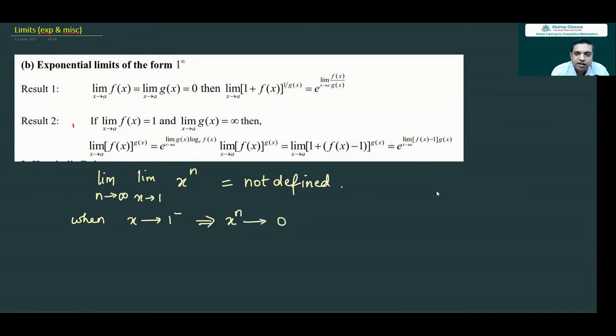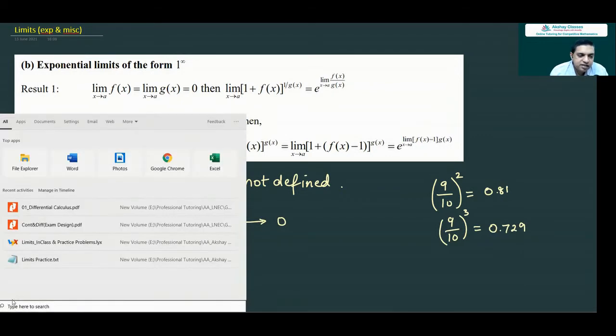Because let's say 0.9. So 9 by 10 is 0.9. I raise it to power 2: 0.9 power 2 is 0.81. Power 3. What is 0.9 power 3? Anybody? 0.729. So it is reducing, you see.